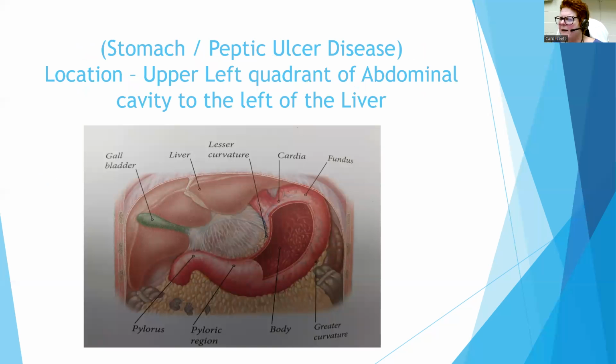So here's the stomach. The exemplar is going to be peptic ulcer disease. It's located in the upper left quadrant of the abdominal cavity, to the left of the liver. It has a curvature to it. It runs from the left, can go mid, and then you see where the pylorus is, and that's going to hook onto the duodenum that comes up. And then you can see they have the liver lifted and the gallbladder skewed up, so that you can see that it's on the underside of the liver.